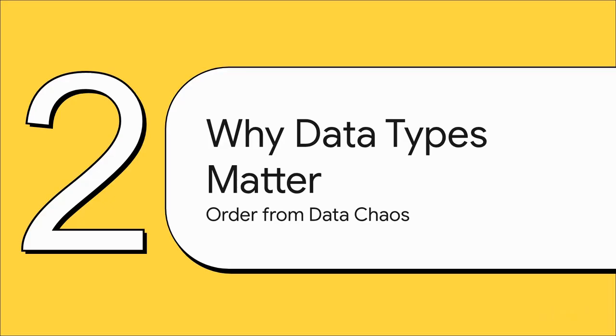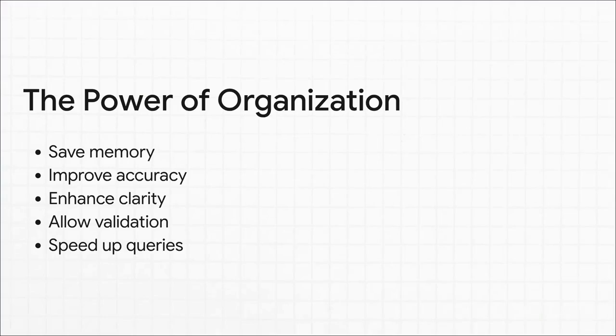Now, before we start looking inside all those different folders, let's talk about why this is so important. Why not just have one giant folder for everything? Why does it matter so much? Well, using the right folder, or the right data type, has some amazing benefits. For starters, it saves a ton of space. A simple number just doesn't need as much room as a long paragraph.